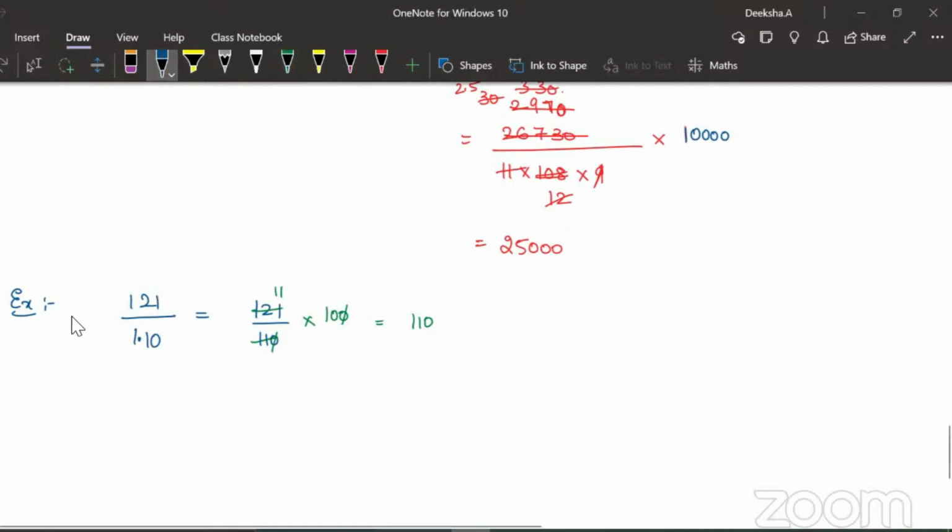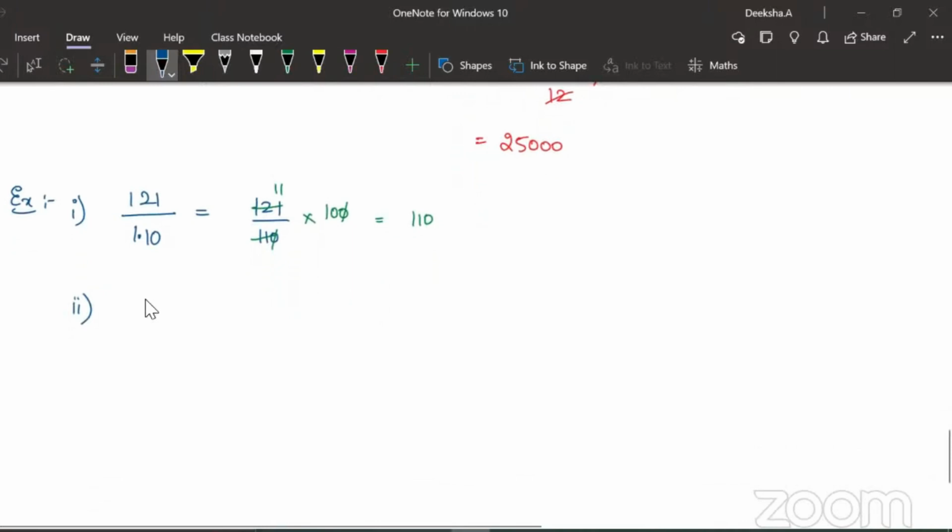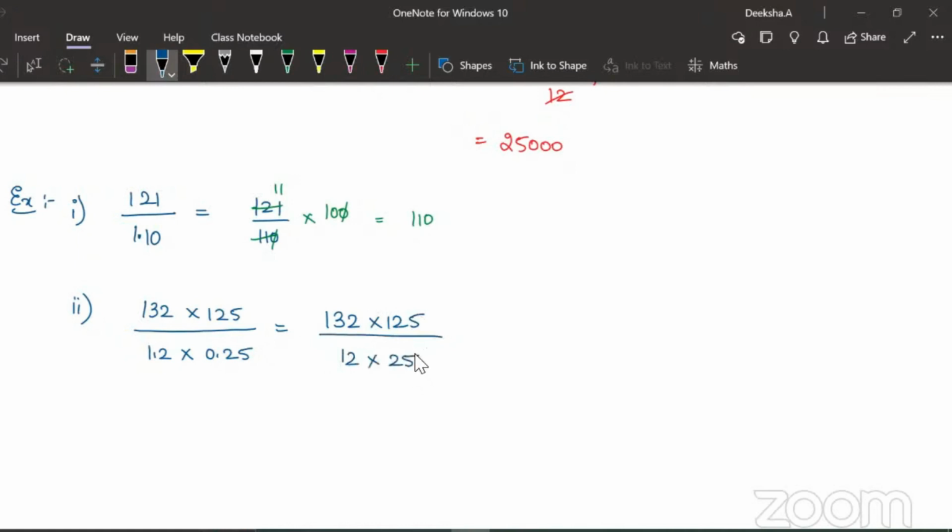Now let me take another example. And I want you to answer this. Suppose I have 132 into 125 divided by 1.2 into 0.25. If I have this number, now rewrite this fraction without any decimal numbers. So it's going to be 132 into 125 divided by 12 into 25. Now, decimal numbers are there only in the denominator, right?